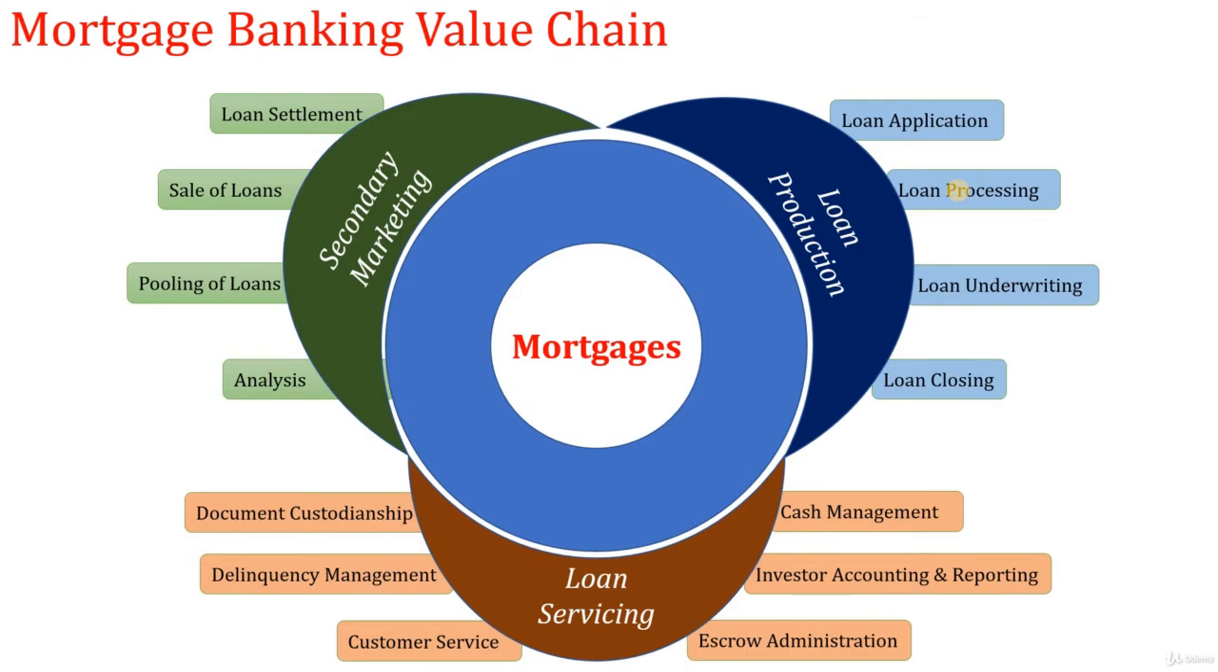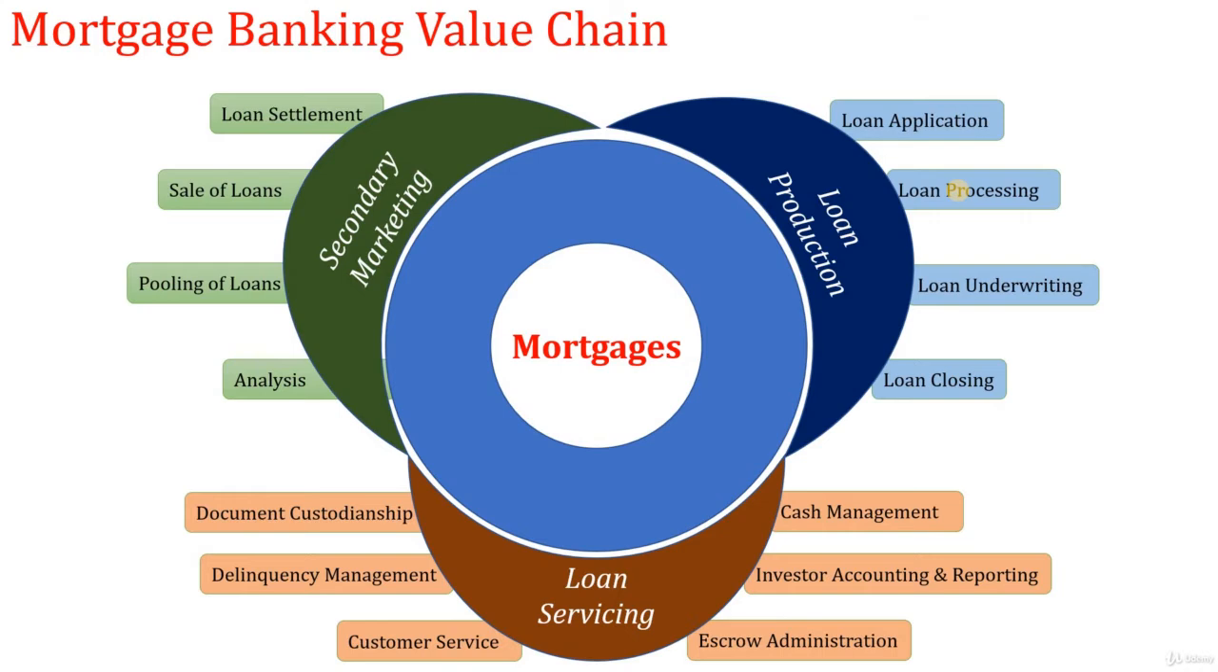Credit scoring. Ordering of the credit reports for the borrower from the credit reporting agencies. So credit scoring is ordering of the credit reports for the borrowers. Title search. A title search is a detailed examination of historical records concerning a property.